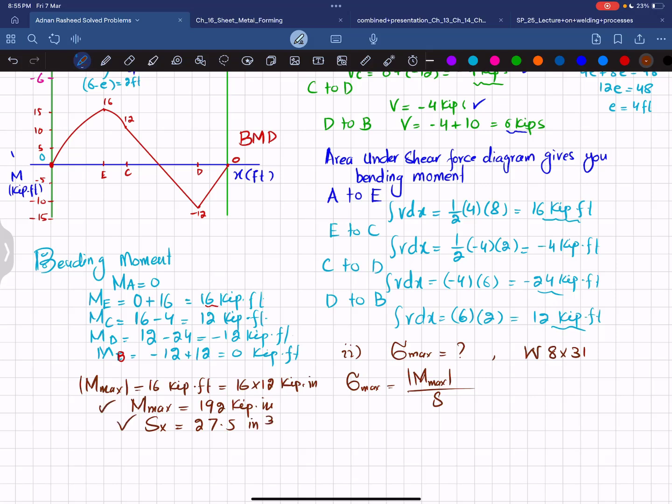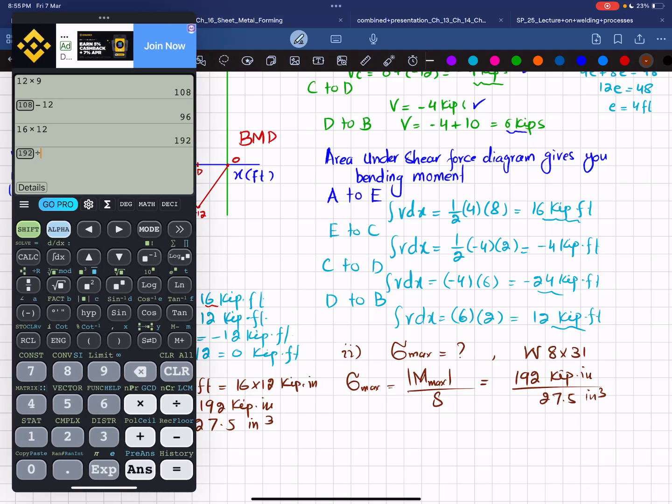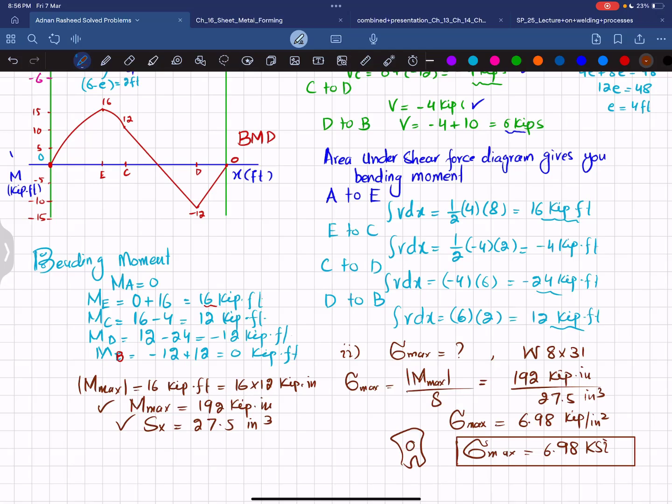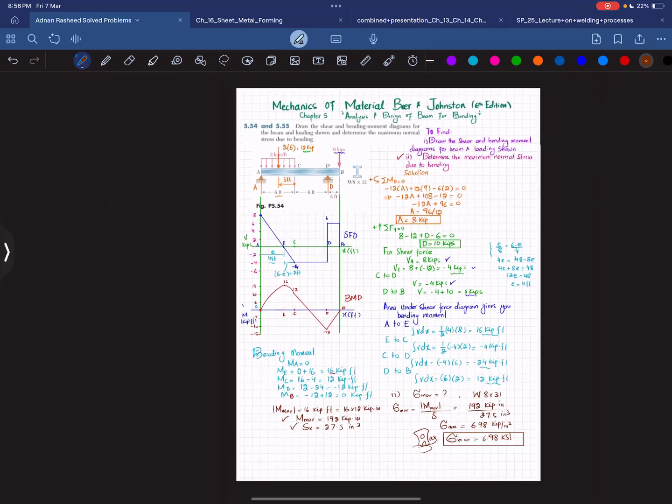Now you have both the values, just plug them into this formula. 192 kips into inch divided by 27.5 cubic inch. 192 divided by 27.5 will give you 6.98. So the maximum bending stress is equal to 6.98 kips per square inch, also known as 6.98 KSI, which is the answer of our second part, the maximum bending stress generated due to the bending. And that was all about this problem 5.54.